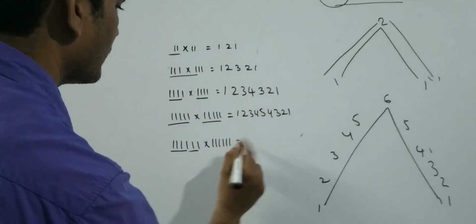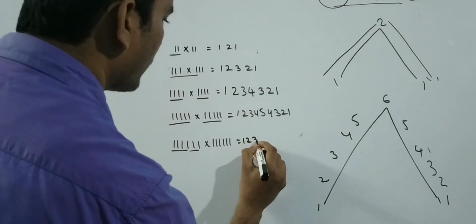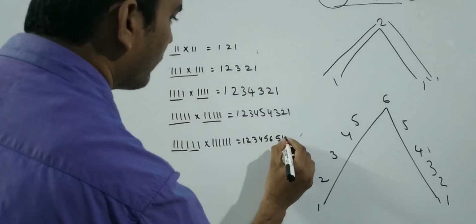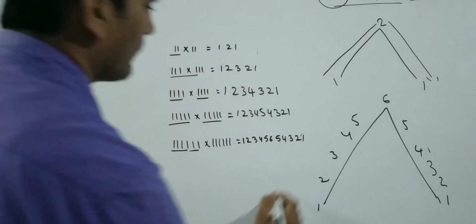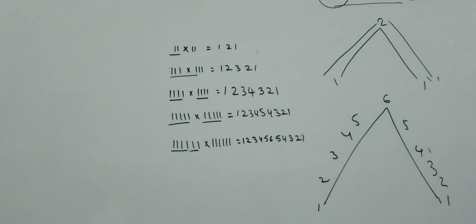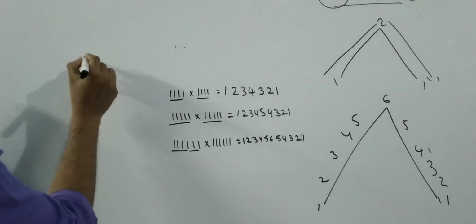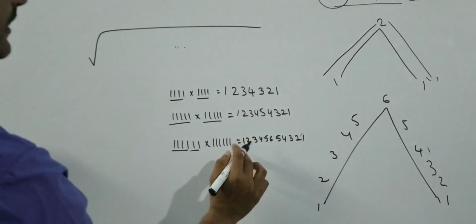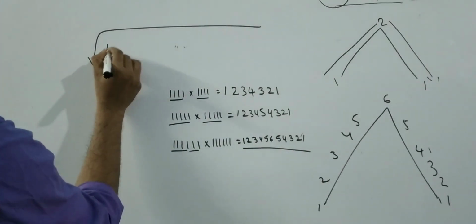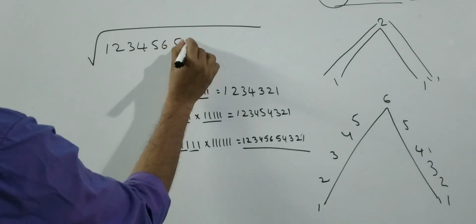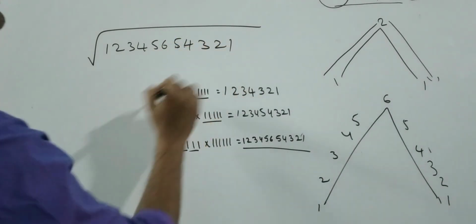See friends, here 6 is there. Then 1, 2, 3, 4, 5, 6. Again 5, 4, 3, 2, 1. How simple it is. In one examination, see friends, he has given the square root of this number: 1, 2, 3, 4, 5, 6, 5, 4, 3, 2, 1.